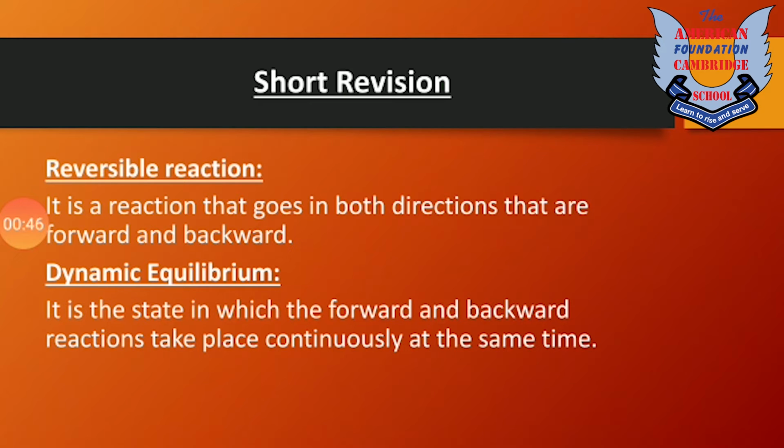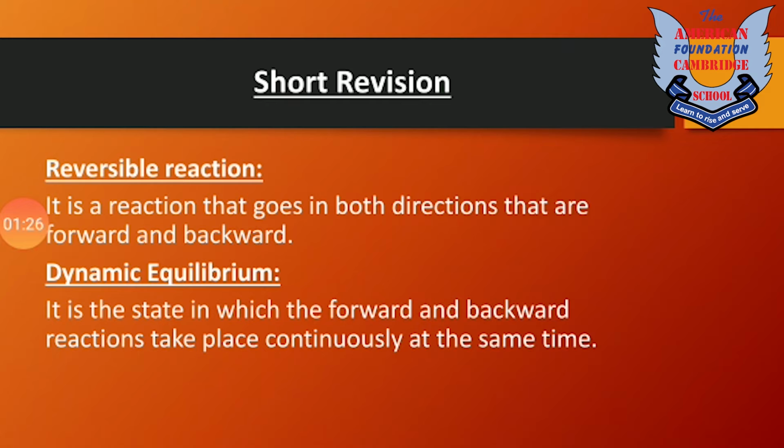So what is a reversible reaction? If you remember, we have already discussed that it is a reaction that goes in both directions. Both directions means the forward direction and the backward direction. For example, hydrogen reacts with oxygen and water is formed. So it's a forward reaction. Once the reaction is done, it can again be converted into its reactants, meaning water breaks down into hydrogen and oxygen, and that is a backward reaction. So if a reaction goes in both directions, then that reaction is called a reversible reaction.